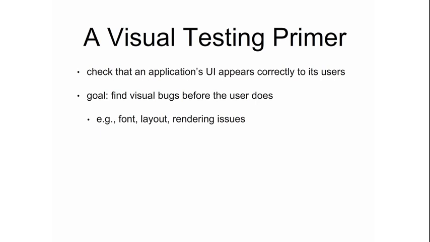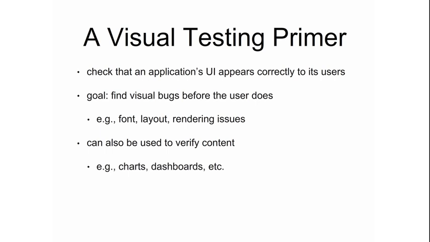Some visual bugs are things like font being broken or the layout being completely off, any sort of rendering issues, any sort of visual defects in your page. And the cool thing is it's something you can use to verify content. With traditional automated tests, you'd have to copy and paste words to compare. Instead, you can use visual testing to say, nope, this looks the same because the content is the same. And then there's bigger things, not just content, but charts, dashboards, very dynamic layouts that display data to a user.